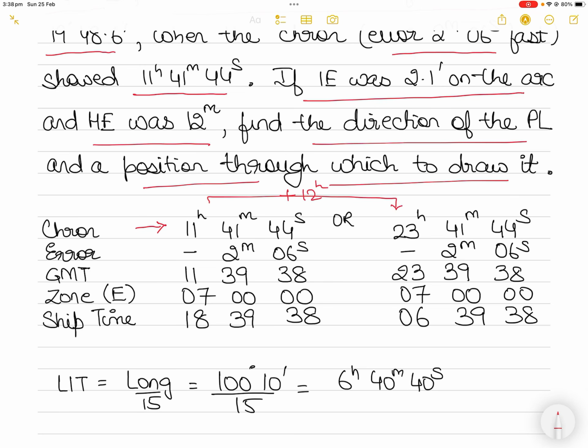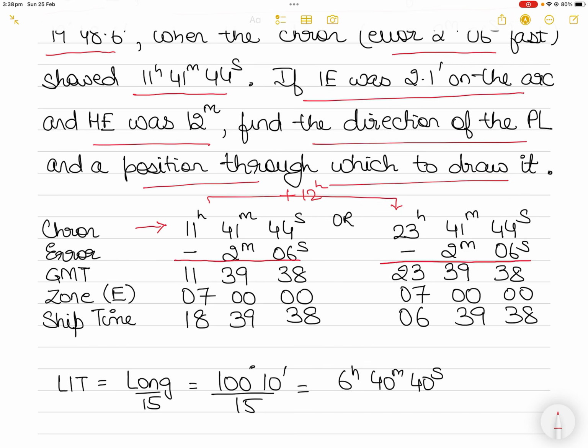When you look at the time on a chronometer, it's like an analog watch with hands on it. So when you look at the clock, you don't know if it's 11:41 in the morning or 11:41 at night, which would make it 23:41:44. So to solve the ambiguity of the chronometer time and to find out the date and time at GMT, this is what we do. We write down two scenarios. So then we have two scenarios of chronometer time and we'll figure out which one is the correct one.